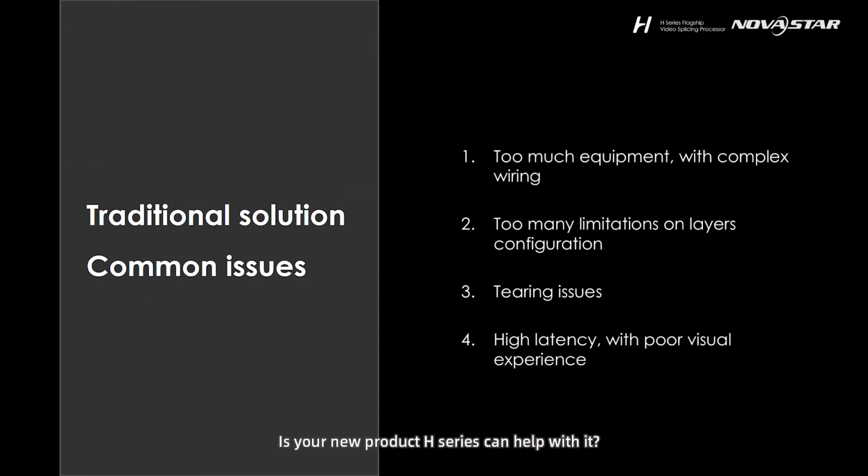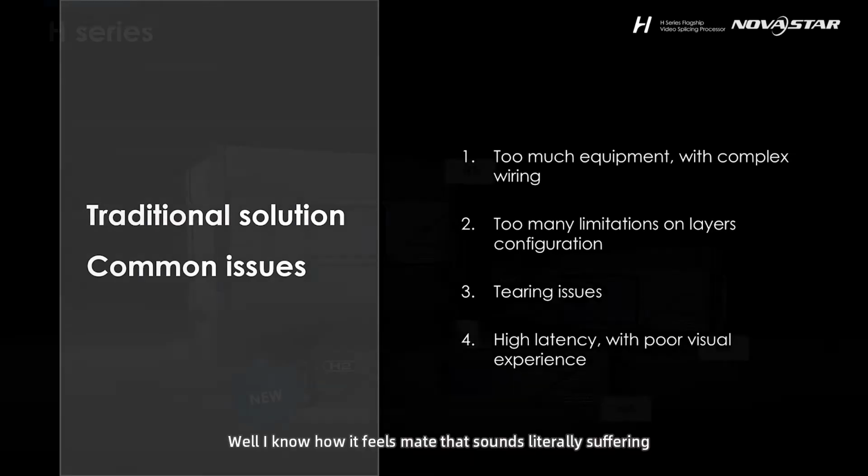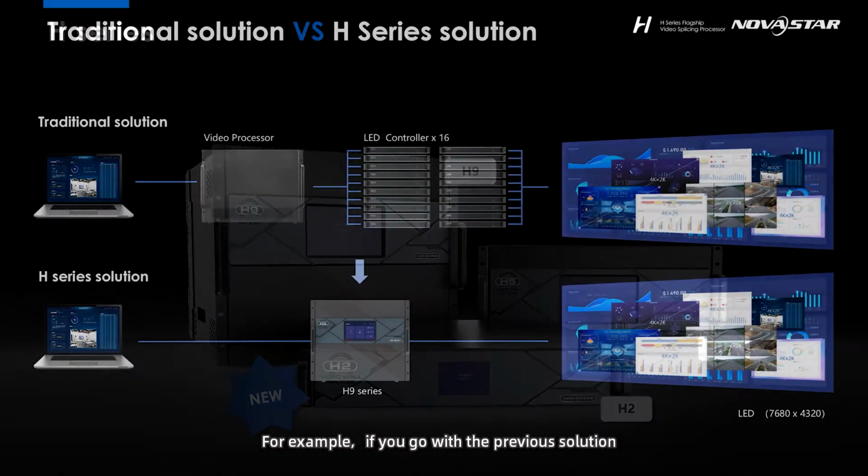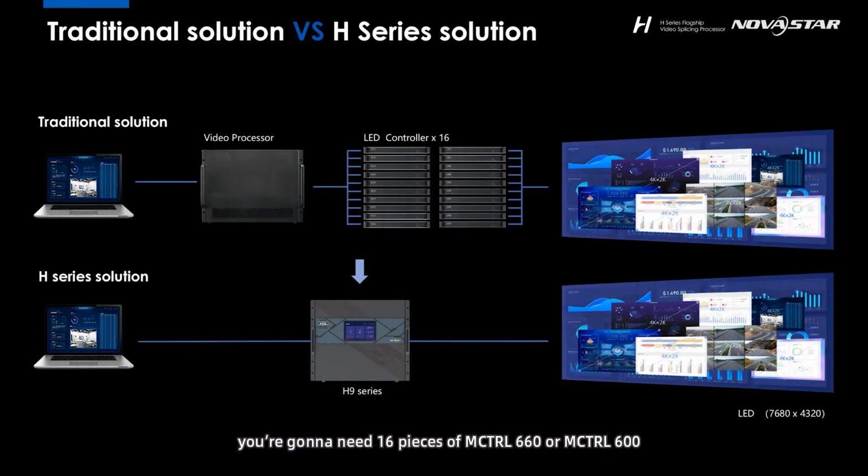Can your new product, the H series, help with it? Well, I know how it feels, mate. That sounds literally like suffering. But don't worry, that's why we're here with our H series. It can solve all of the problems talked about above. For example, if you go with the previous solution, you're going to need 16 pieces of 660 plus one more video splicer right before them. But with H9, things get way easier. One single piece of H9 engaged, all 660 replaced, and no more splicer needed.